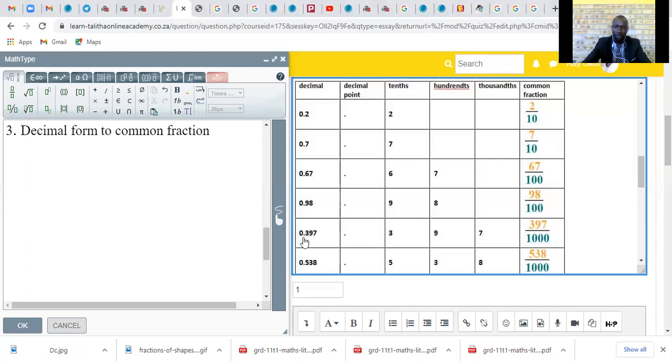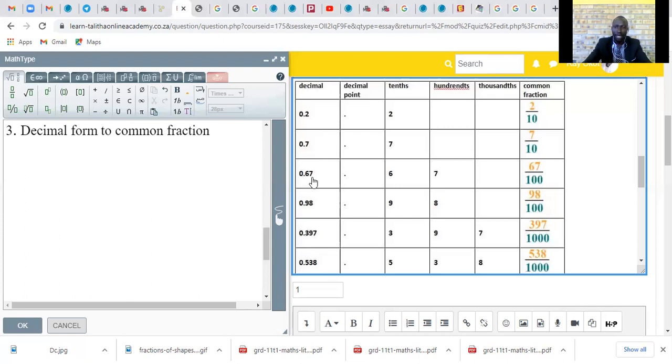For this fraction, now for 0.587, the first number after the decimal point is a 5. So this 5 is called a tenth. Then now the next number after a tenth is 100. Then for this question, for 0.2, we have 0. There is nothing there. And for 0.7, we have 0. But for 0.67, we have 7.